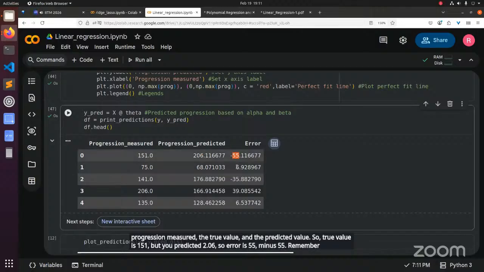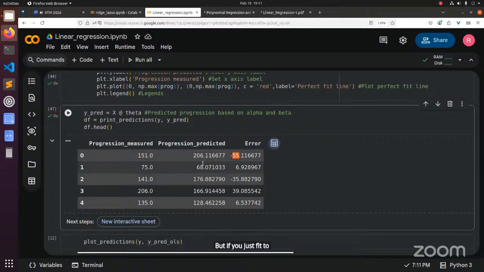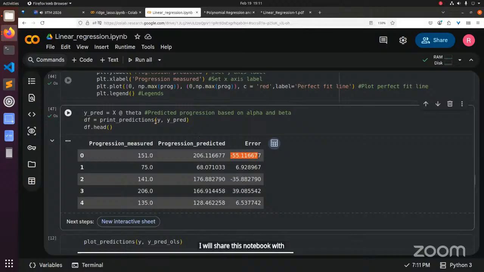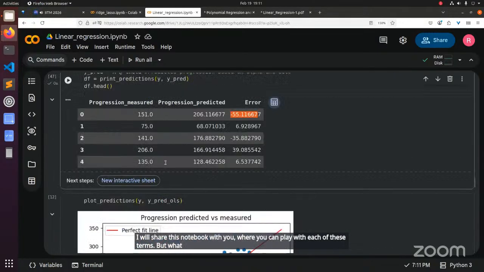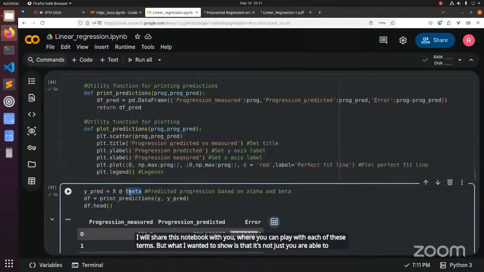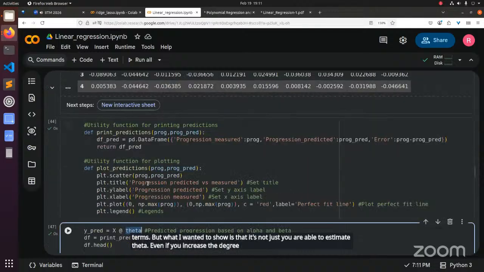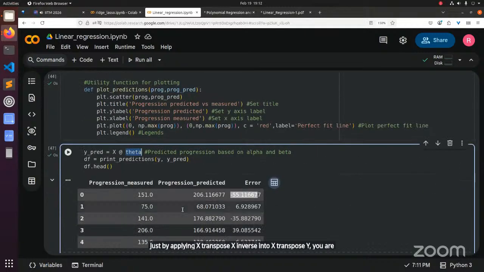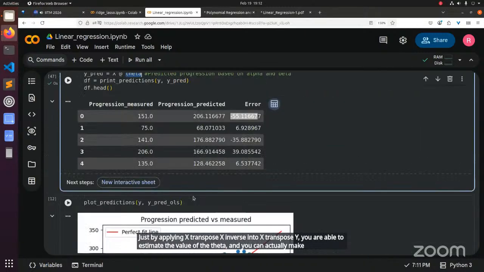Remember that you have only created a 1 degree polynomial, and a 1 degree polynomial may not be the correct thing to do. You may have to increase the polynomial degree, which we will see later. But if you just fit a degree 1 polynomial, the true value is this, this is your predicted value, and this is your error. I will share this notebook with you where you can play with each of these terms. What I wanted to show is that you are able to estimate theta. Even if you increase the degree of the polynomial, just by applying x transpose x inverse into x transpose y, you are able to estimate theta and make predictions.